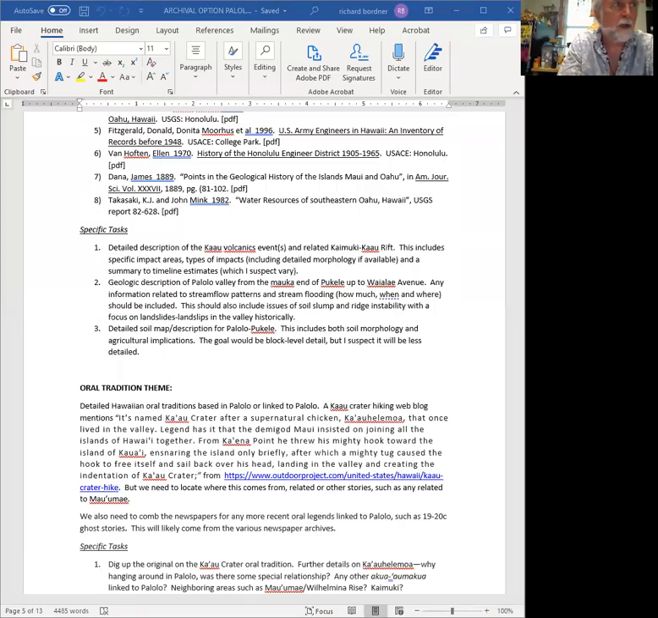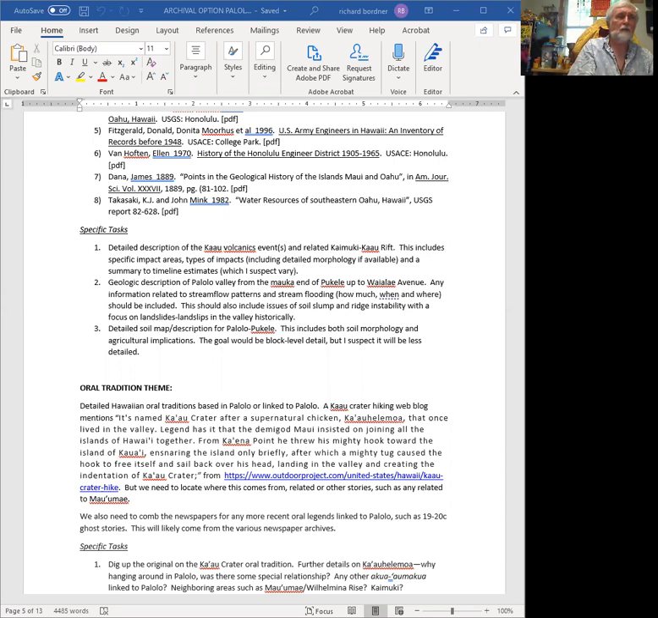Okay. This is the introductory presentation, I suppose, for the geology, geomorphology theme for the Palolo project. This is a little bit different than some of the others. We have a fair amount of material, though. If you look at it, a lot of the material is actually really old. One of the major sources is from 1889, a lot of the rest of the 1960s.